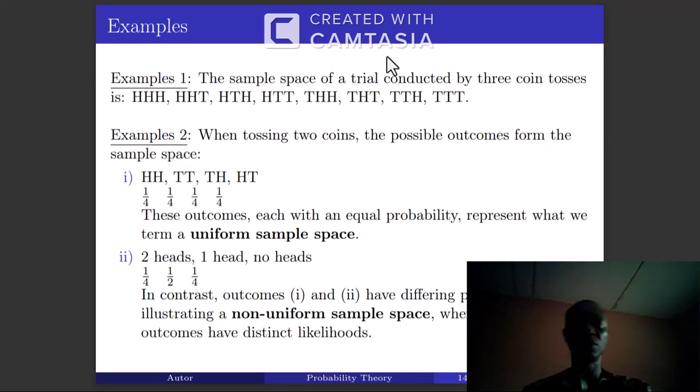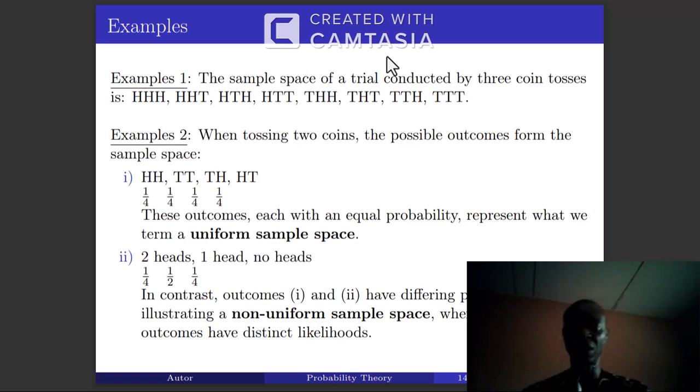So examples. Sample space of a trial conducted with 3 coins. Either you have head, 3 of them will turn up head, 2 turn up head and 1 tail, or all of them will turn up tail. These are what we call sample space. When tossing a coin, we may have head, tail, head, tail. So these outcomes, each with an equal probability, represent what we term a uniform space. All of them have equal chance of occurring.